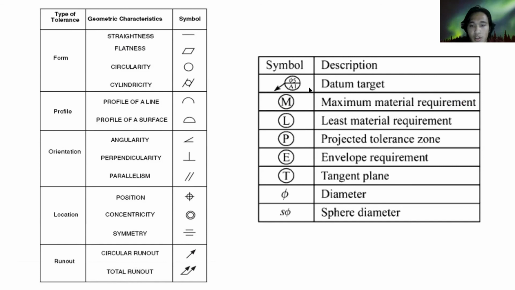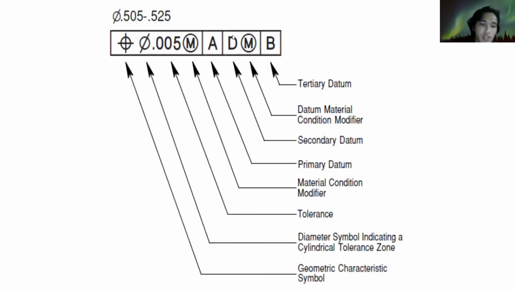So, as you can see here, next is the diagram. The first symbol is the geometric characteristic symbol, and the second symbol is the diameter symbol indicating a cylindrical tolerance zone. This one is the tolerance. Next to it is the material condition modifier, and A is the primary datum, D the secondary datum, M is the material condition modifier, and the last one is the tertiary datum.